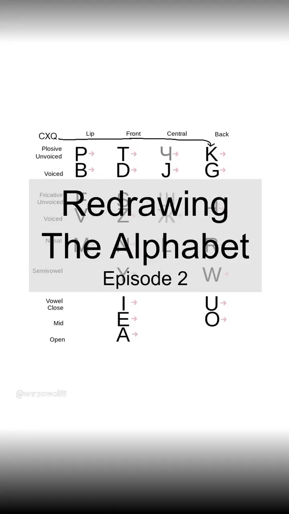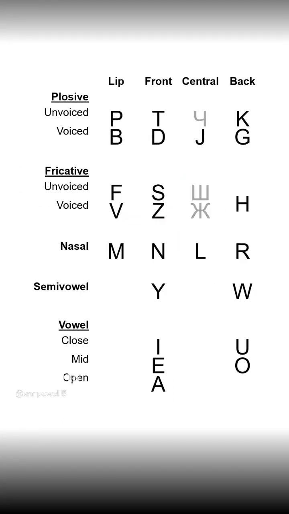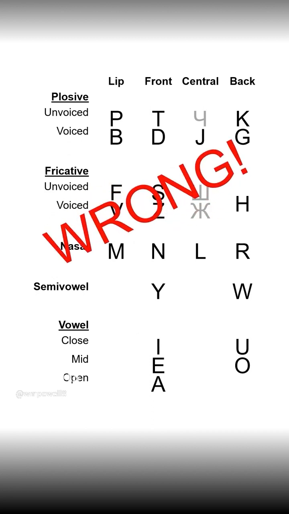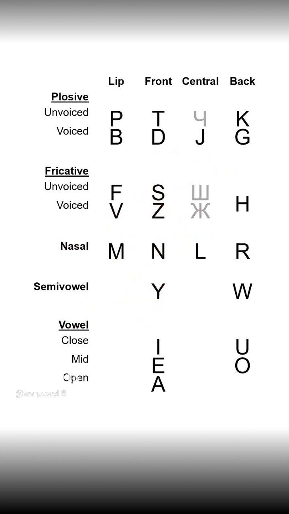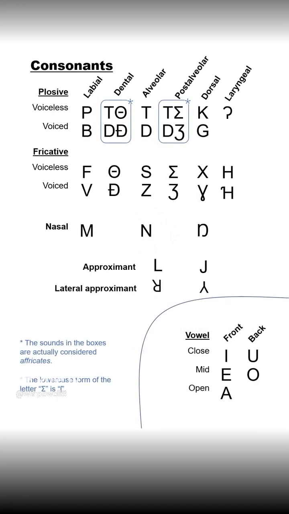Redrawing the Alphabet, Episode 2. Last time I made this simplified phonetic chart to aid in organized letter construction, but it's actually wrong. It's not based on actual phonetic theory and is influenced heavily by English phonology specifically. So if this isn't right, then what is? This. This is a simplified version of the International Phonetic Alphabet.